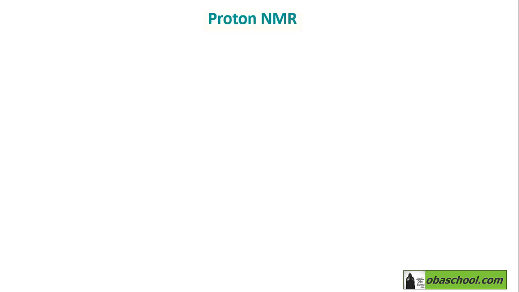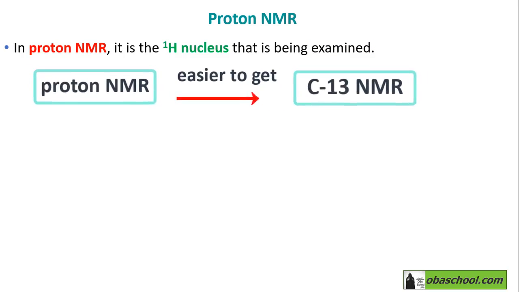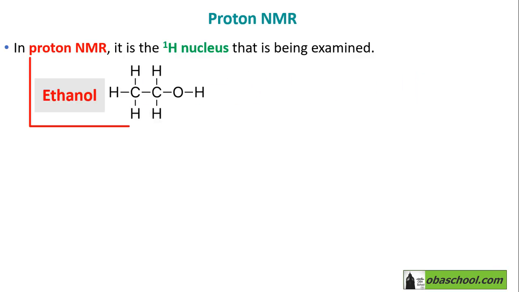Let's discuss proton NMR. In proton NMR, it is the nucleus of the hydrogen that is being examined. Nearly all the hydrogen atoms in this proton, they are easier to get an NMR spectrum from than the carbon NMR. This is an example of a compound that we might examine its structure, and here it is ethanol.